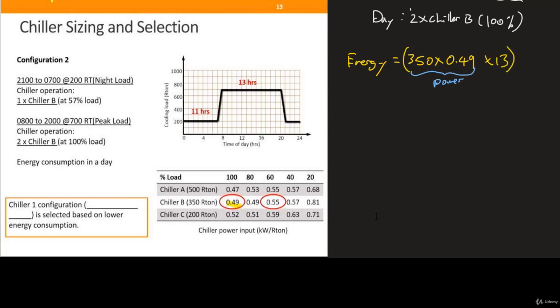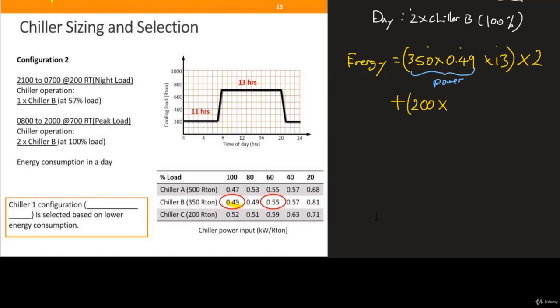During the daytime, you have 2 chiller B. So you can actually plus 350 times 0.49 times 13 again. But you don't have to do that. You can just multiply by 2, since you know that they are running at the same condition. And after that, you have to plus the off-peak period. Off-peak period is at 57% load. So you will take 200 ton multiply by efficiency.